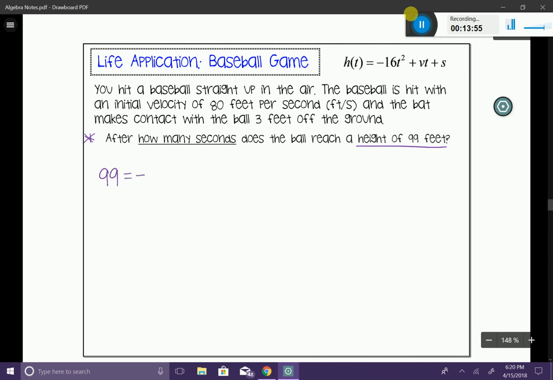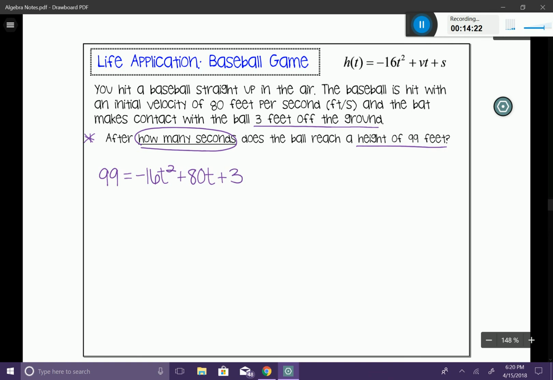Then I'm going to write my constant due to gravity. The question's asking me how many seconds, so just like in a regular quadratic, I'm going to leave it as t squared, plus my velocity, 80t, plus my initial height. And you can see that the ball made contact with the bat at 3 feet off of the ground. So I'm going to say that my initial height is 3 feet.